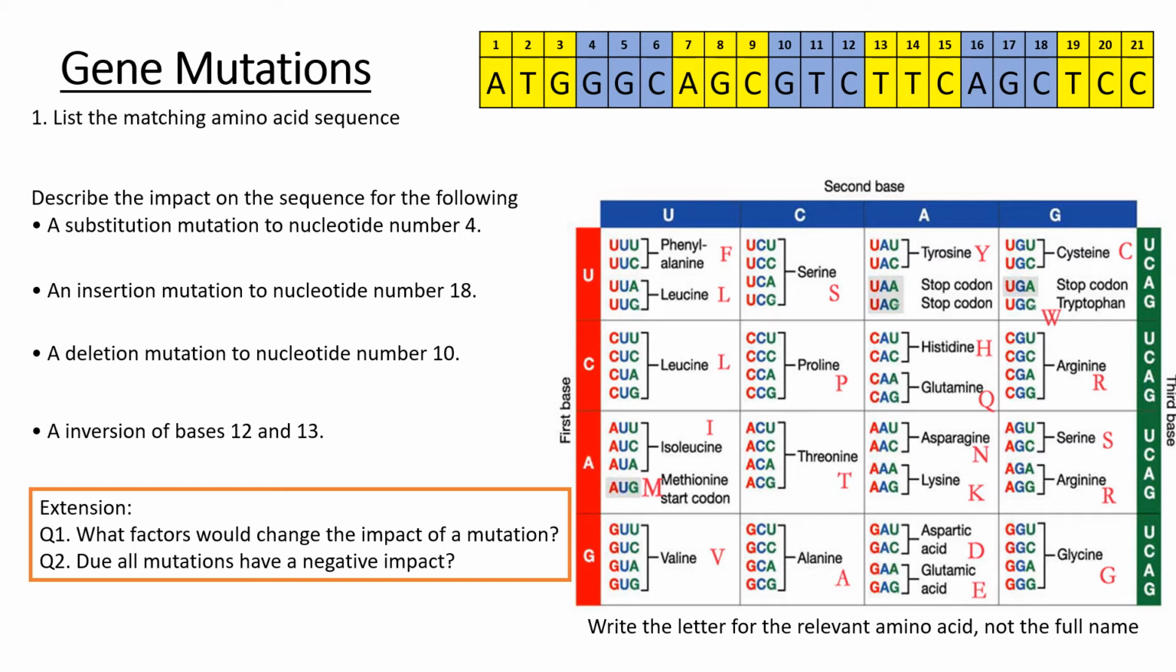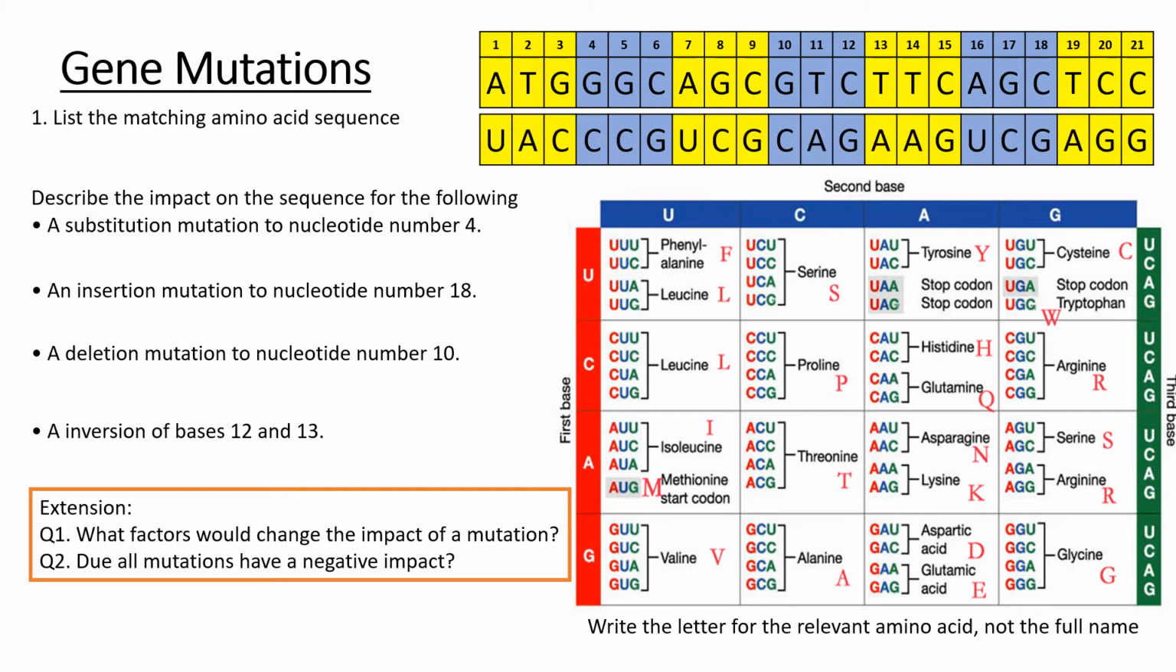So question 1 says, list the matching amino acid sequence. Well, the sequence we're given along the top is a DNA sequence, and the sequence inside the table is RNA. So what we have to do is we have to take the DNA sequence, we know it's DNA because it's got thymine in it, and we convert it into an RNA strand.